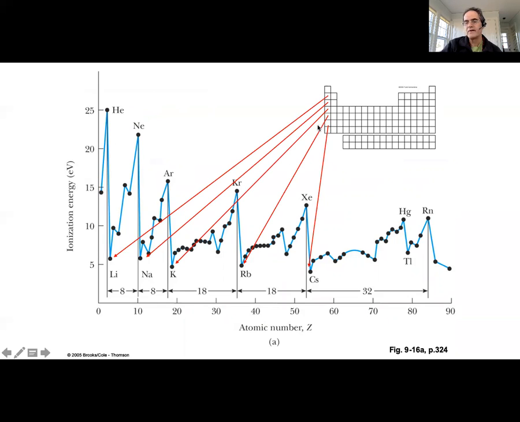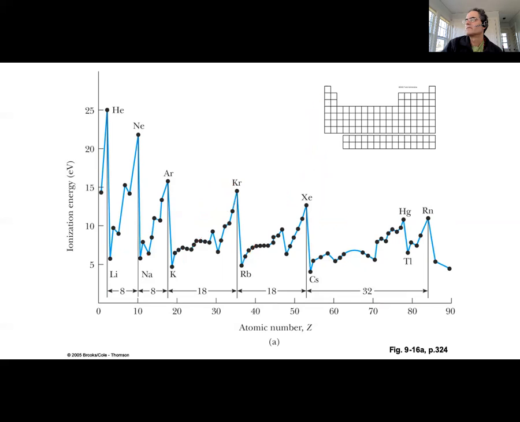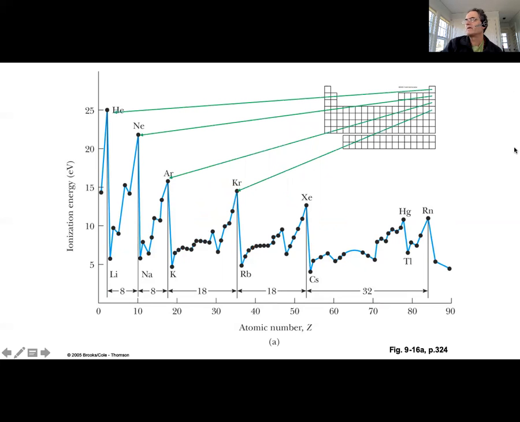These all consist of filled core shells of electrons, and then a single electron that orbits the nucleus and the filled core shells. And in that case, the single lone electron is relatively easy to strip off. On the other hand, if we look at the elements on the opposite column of the periodic table, we find a completely different story. Helium, neon, argon, krypton have very high ionization energies. It's very difficult to strip off an electron.